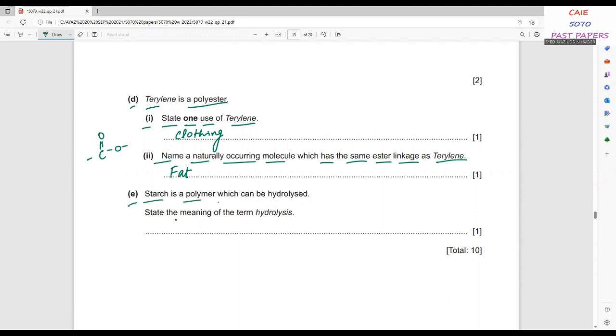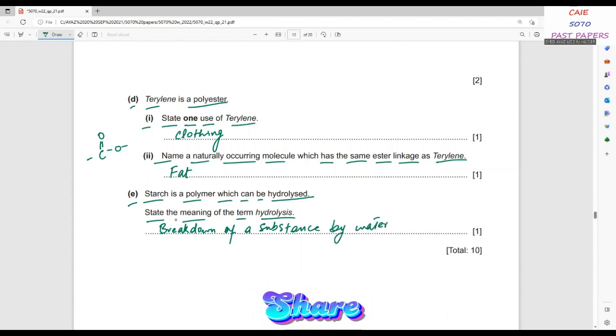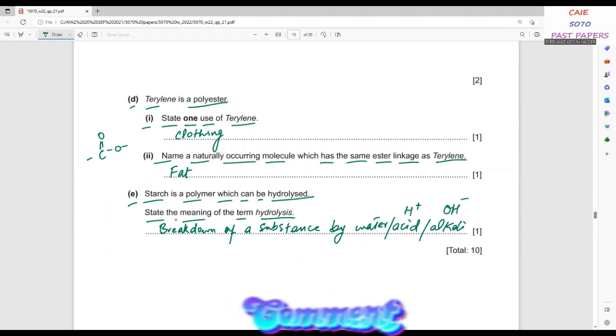E. Starch is a polymer which can be hydrolysed. State the meaning of the term hydrolysis. Hydrolysis means breaking down of a substance by water, acid, or alkali. You can even refer to the ions: for acid, H positive; for alkali, it's OH negative.